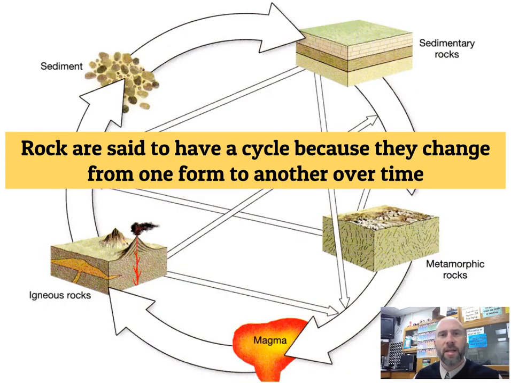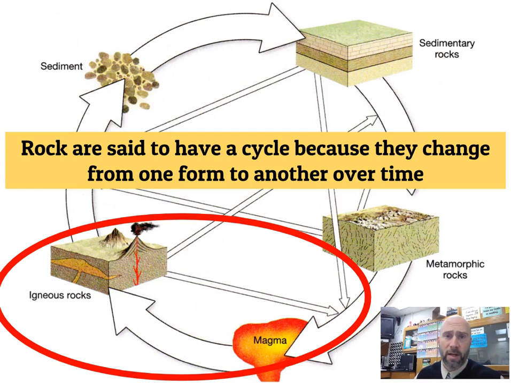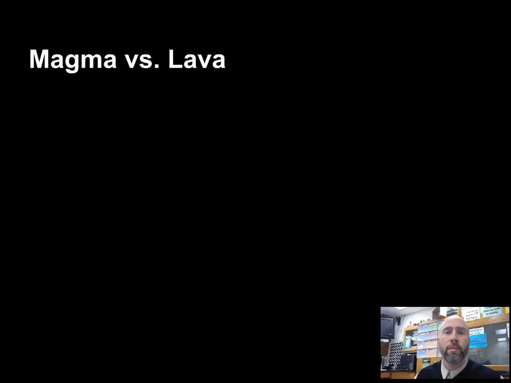And rocks, we say, have a cycle because they change from one form to another over time. So this diagram you see in the notes here, with all the arrows pointing in all kinds of different directions, we're going to be filling this in throughout the semester, talking about the process of how these rocks can change from one type to another. Again, what we're going to focus on today is this process down here that I have circled, and that is the igneous process. So we're talking about magma, lava, and then cooling to form igneous rocks.